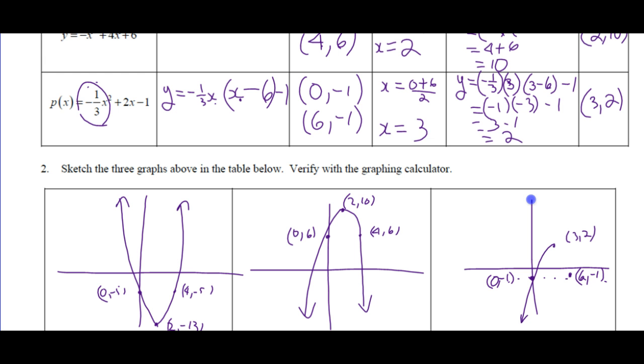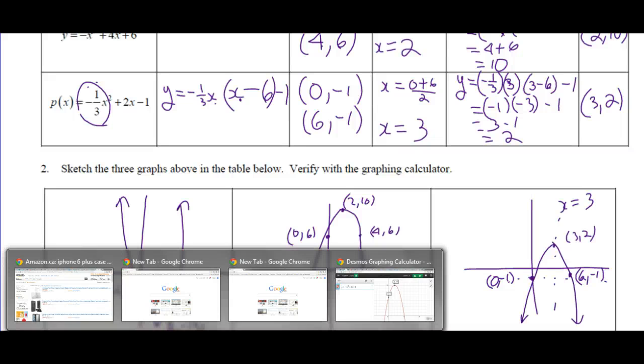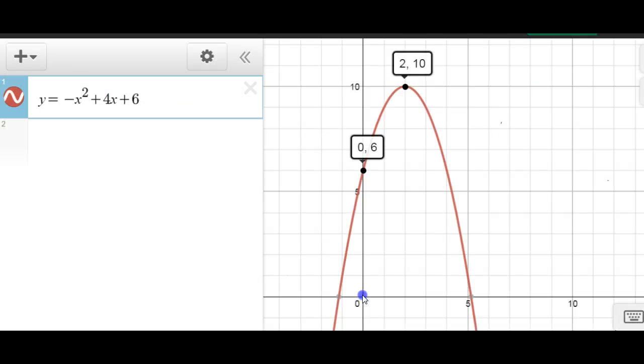Okay, so we graph. There's your axis of symmetry. Axis of symmetry is an equation, right? If I ask you for axis of symmetry, you're going to write x equals some number. That number is the x-coordinate of the vertex. Okay, let's go in here and graph this. What do we got? Negative 1/3 x squared.